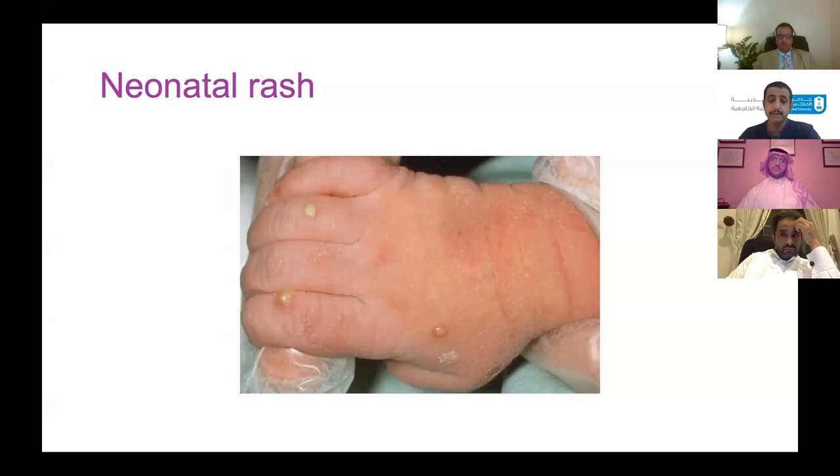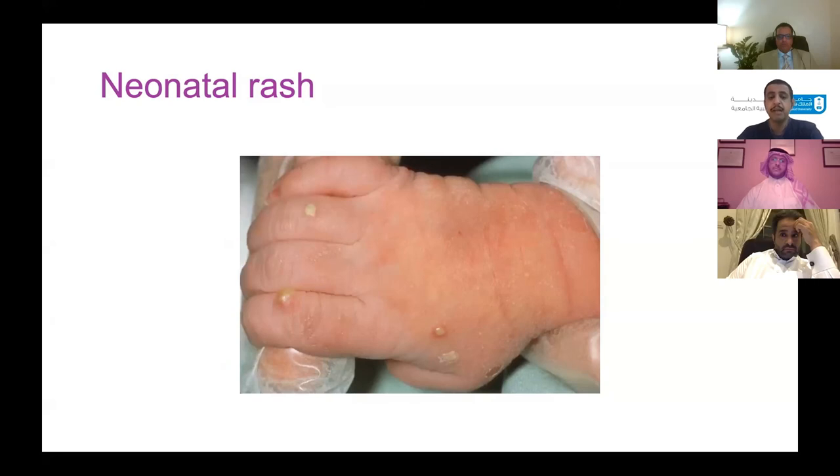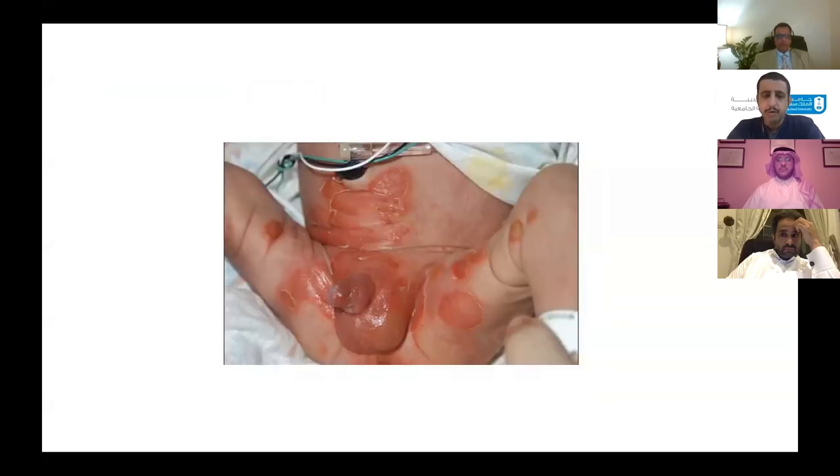This is pustular melanosis. Pustular melanosis is one of the benign rashes in pediatrics. Nothing to be worried about, just reassurance. We may see this again.